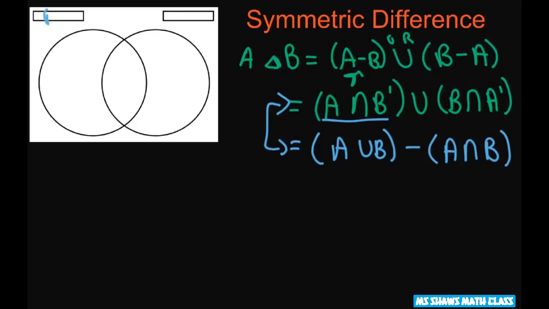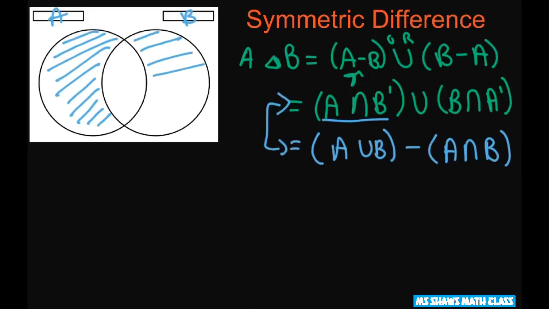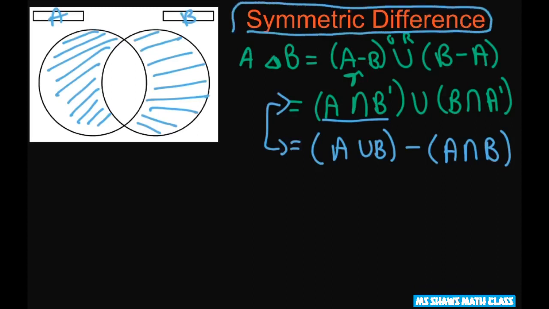So if we do a Venn diagram, that means everything here. This is A and this. So this is your symmetric difference Venn diagram. When we're doing proofs later on, it's helpful to know what the Venn diagram looks like. All right, what else do we have?